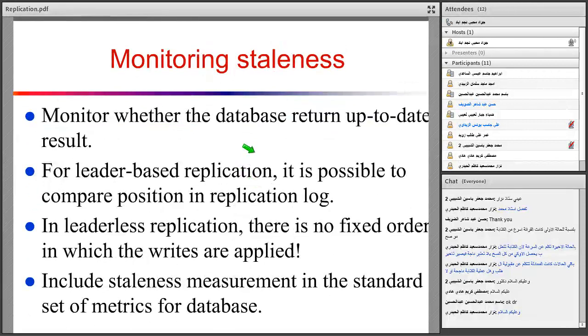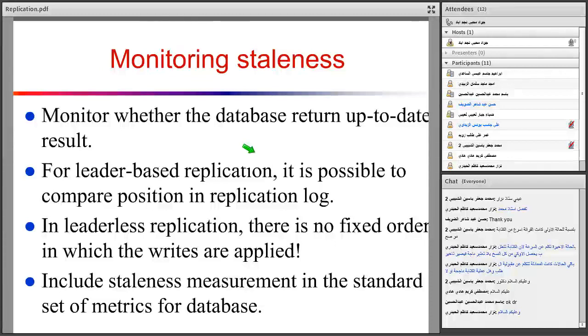I talk about the anti-entropy process. The anti-entropy process is a background process that checks to find the different values between the replicas. In another aspect, we can talk about monitoring staleness and monitoring whether the database returns up-to-date results.